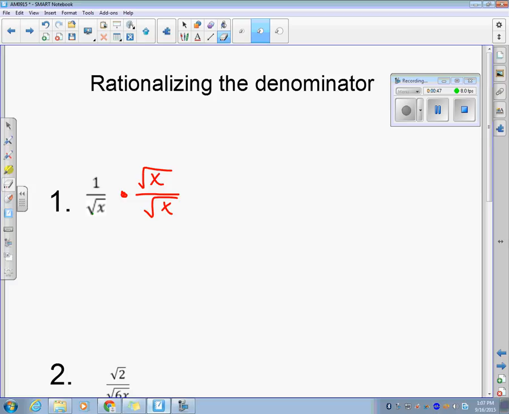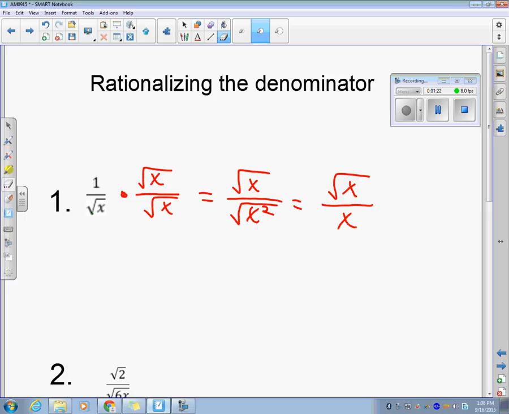So when we multiply this, the square root of x times the square root of x becomes x squared under the radical, and now we know that the square root of x squared is just x. So this simplifies to be the square root of x over x. And the even odd rule doesn't apply here because we go back to the original problem, even, odd, so it doesn't need to have an absolute value. Always go back to the original problem to see if you need absolute value.